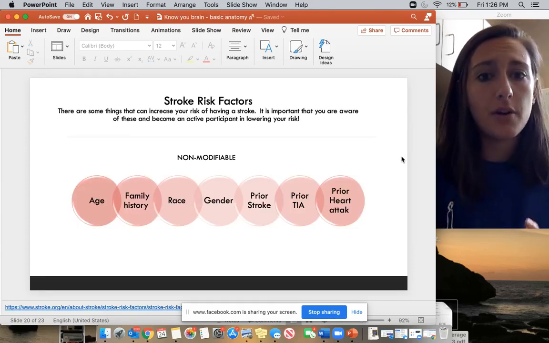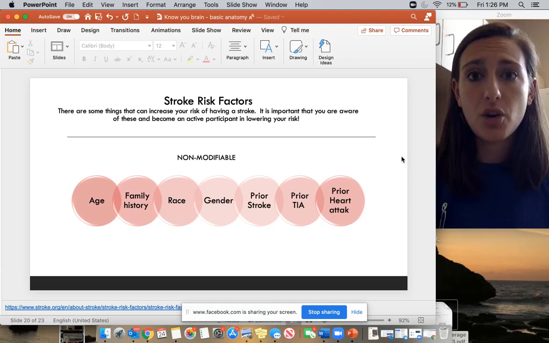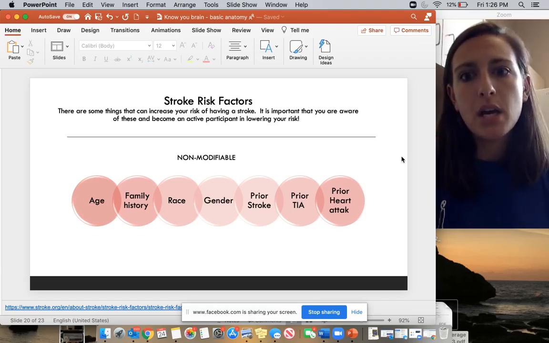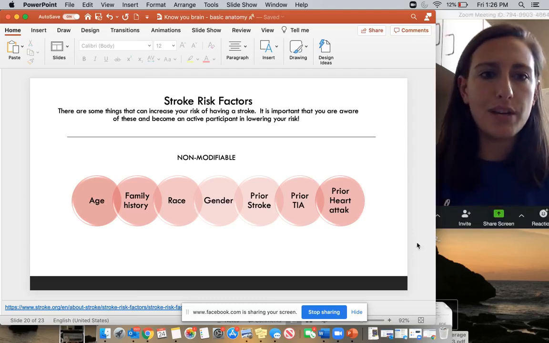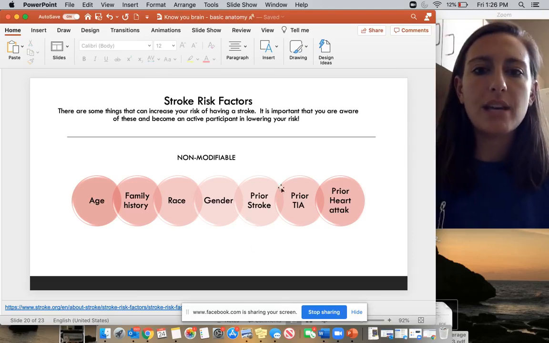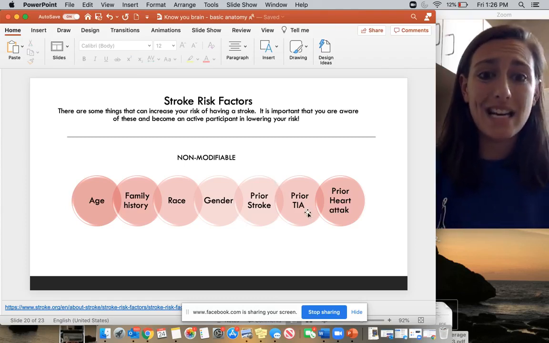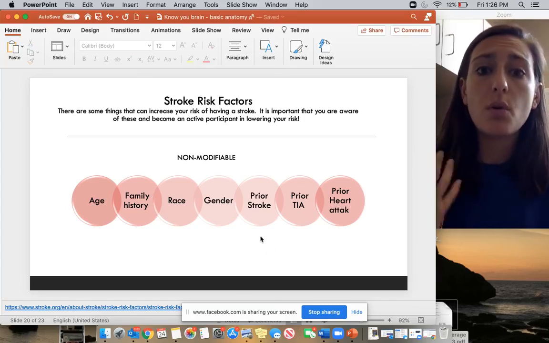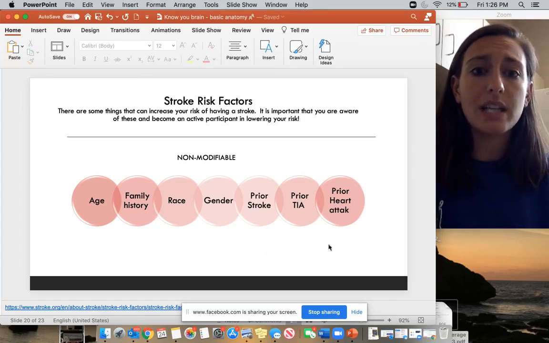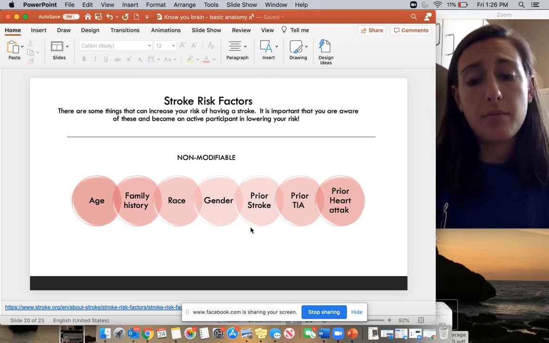So to end off our presentation, I want to go a little bit into stroke risk factors. There are factors that show an increased likelihood of having a stroke. The ones on the screen right here are non-modifiable, and I won't read through all of them, but I do want to make note of a prior stroke. Once you've had a stroke or a TIA, a transient ischemic attack, you are more likely to have either a full-on stroke or another stroke. So it's important to realize that once this has happened, you keep that in mind.